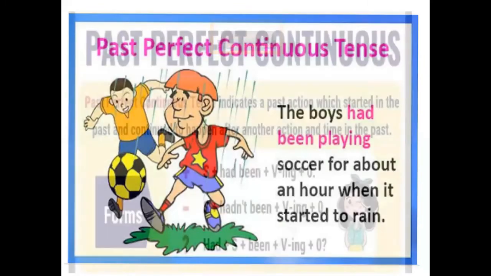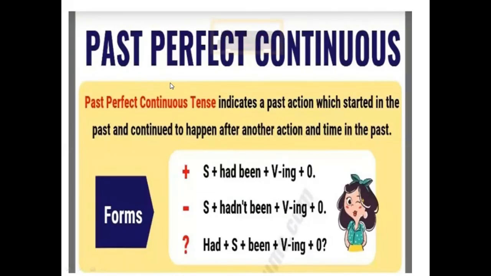Let's see the structure. First, we want to explain the key definition of past perfect continuous tense. Past perfect continuous tense indicates a past action which started in the past and continued to happen after another action in time in the past. For example, in the affirmative sentences, we have the structure subject plus had been plus the first form of the verb with ing, then object. In the negative sentence, we use subject plus had not been plus the first form of the verb with ing, then object.